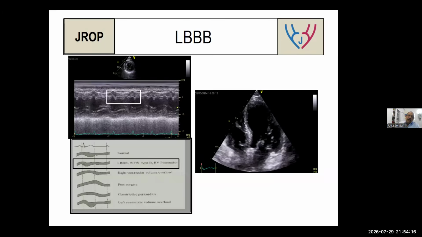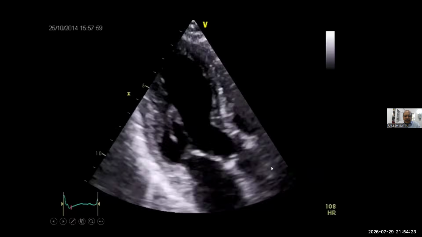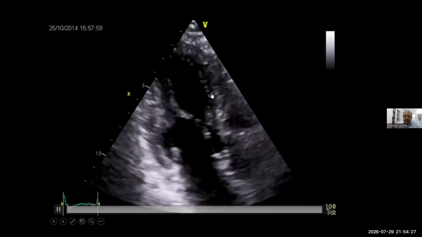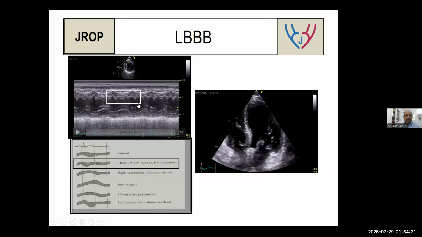Look, normally what happens when we have a left bundle branch block? This shows a jerky septal motion of the septum. Look, it's thickening, but it's thickening in a different way. The same thing you can see in this particular slide over here. Let me just zoom it for you.